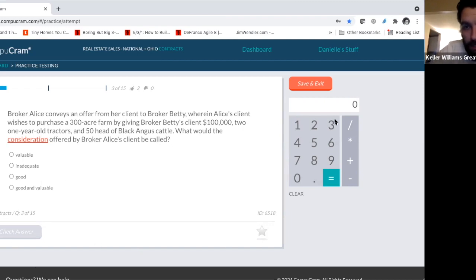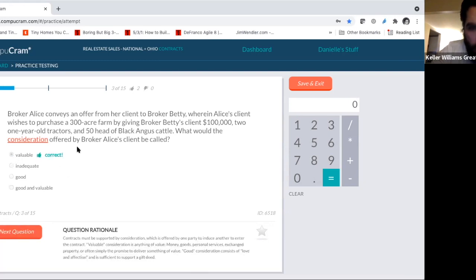Correct answer here is going to be A. It is valuable. Valuable consideration is what's required to form a contract, and $100,000, 2 tractors, and 50 cows all have value. The adequacy of that, or whether or not that is valuable enough for the exchange, is irrelevant. Good consideration is not applicable to a contract. Love, kindness, friendship, those sort of things are good consideration. They cannot make for a valid contract. So valuable consideration is what we're looking for here.